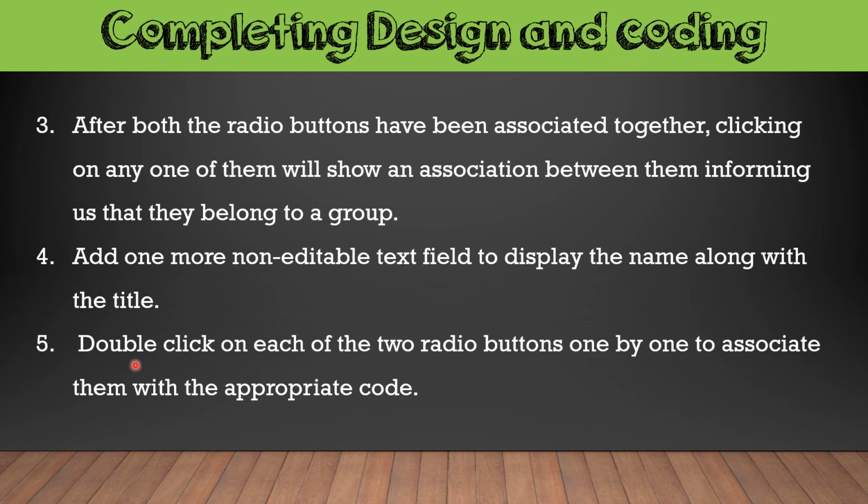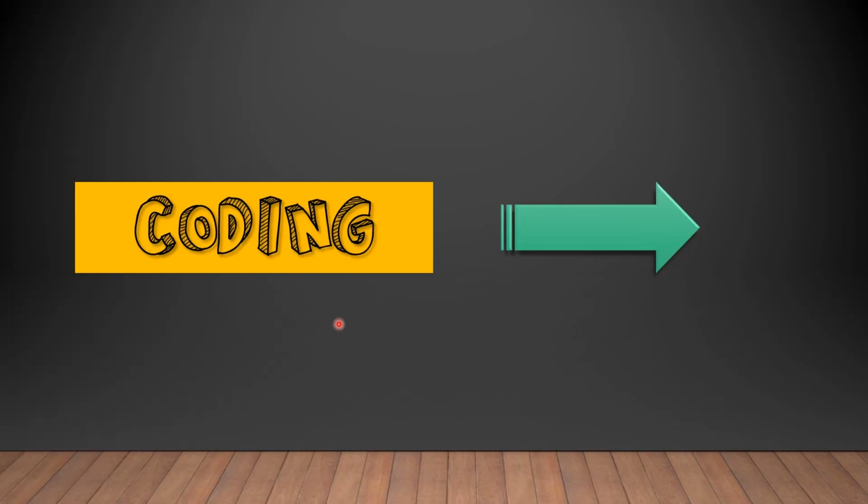And then double click on each of the two radio buttons one by one to associate them with the appropriate code. We also have to do the coding part. So where the coding has to be done, you have to double click on the two radio buttons one by one. First of all, click on the first radio button so that you are taken to the coding of it. Now we have to do some coding also. So let us see the coding part of this form.